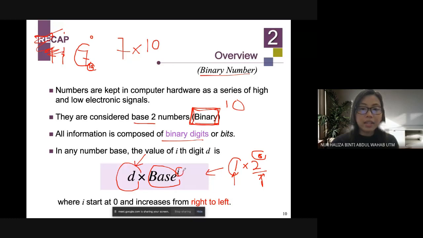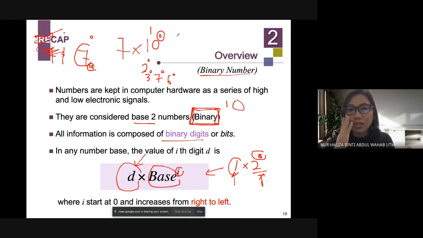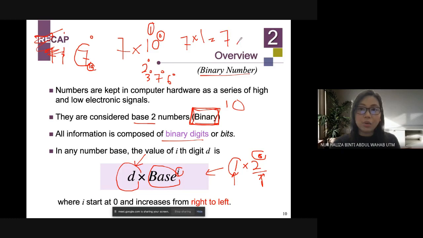And the i value is the power of the base over here, the value of i, which is 0. So 10 to the power of 0. Any number to the power of 0, 3 to the power of 0, 7 to the power of 0, 6 to the power of 0, everything will be 1. Is it correct? So this is the mathematical terms, and also the flow of how you're going to convert. Then you get 1, right? 7 times 1, you get 7. So that's why the value is 7.